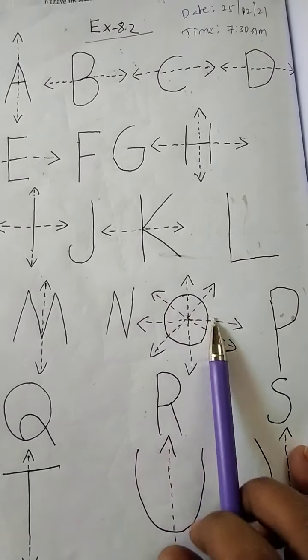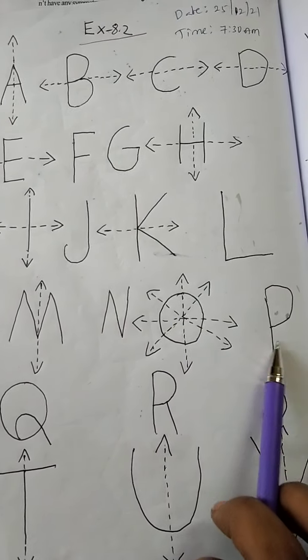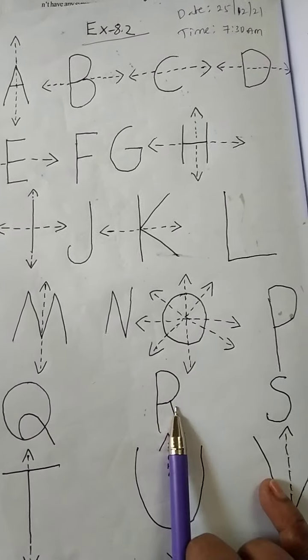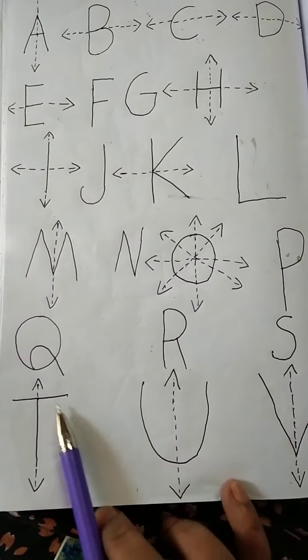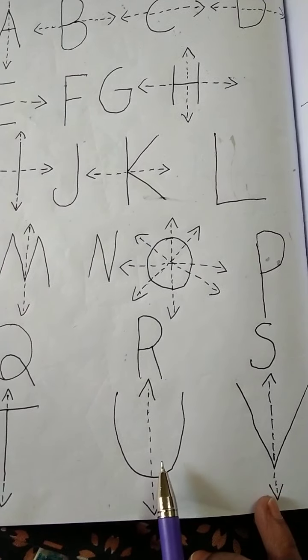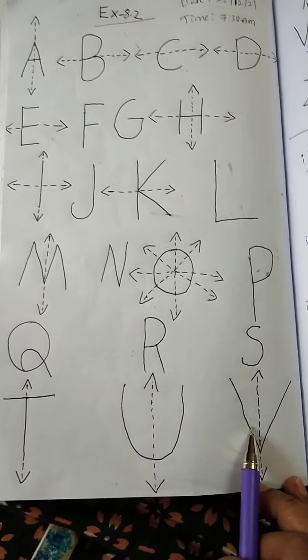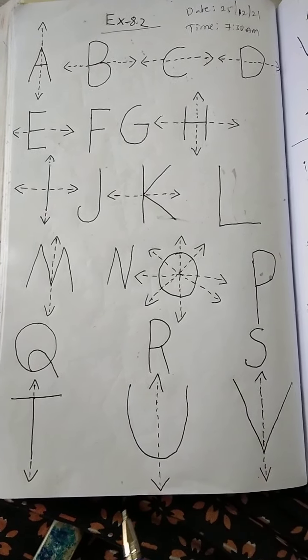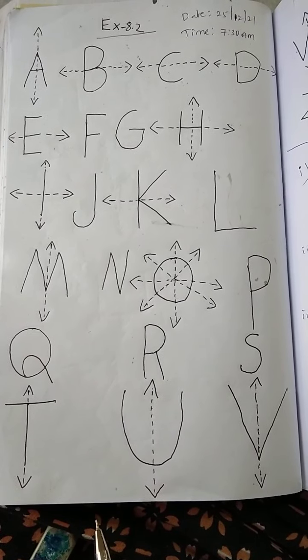O has infinitely many lines of symmetry. P does not have, Q does not have, R also, and S also. Now coming to T, it has a vertical line of symmetry. U also has a vertical line of symmetry. V, vertical line of symmetry. These are all the possible lines of symmetry for the alphabets A to Z.